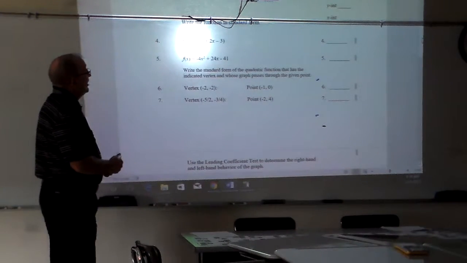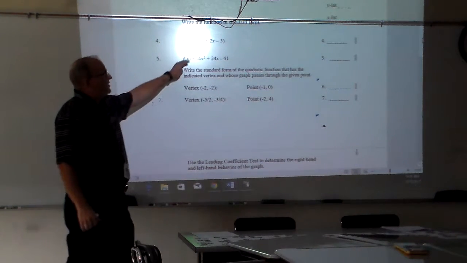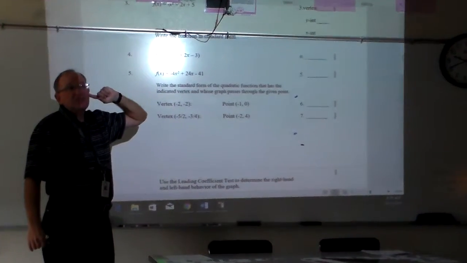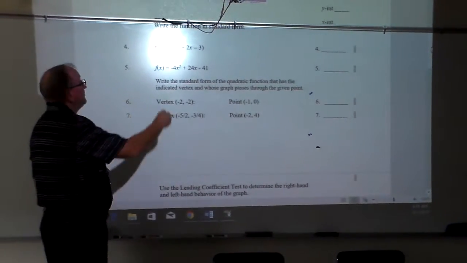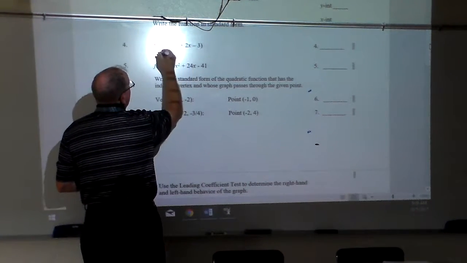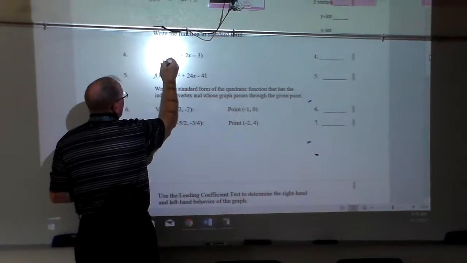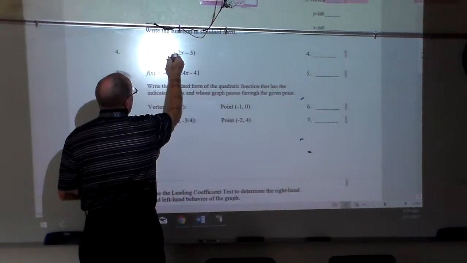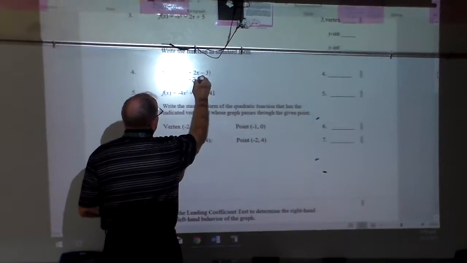On this problem right here, we're going to write it in standard form. Now, you can complete the square, but I think it's just a lot easier to do this. First off, I'm going to multiply this negative across there, and I'm just going to call it y. I don't like f of x, but it can be f of x or y equals negative x squared minus 2x plus 3.